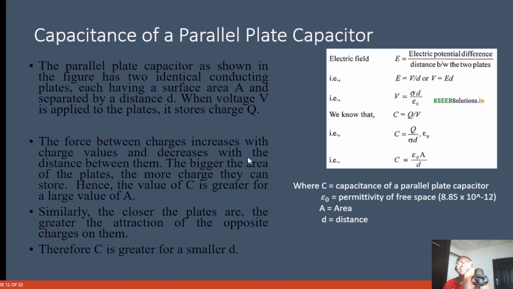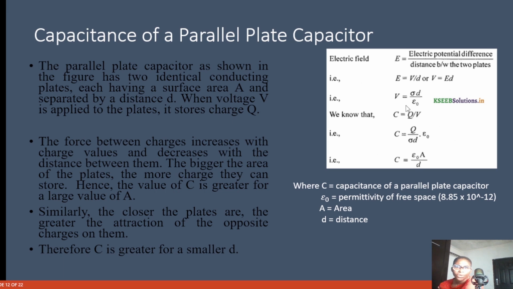We've already accepted that the capacitance of a capacitor is the charge divided by the potential difference. That's the ratio of the charge and the potential difference. So remember that we have that E is equal to the electric potential difference divided by the distance between the two plates. Then E is equal to V over D, and making V the subject of the formula, we have our ED.